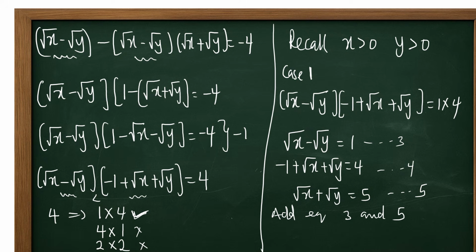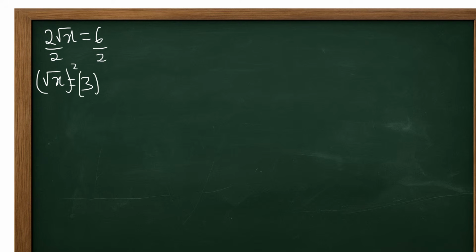You can see that here, negative root y and positive root y are going to cancel out. So for the square root of x, we can have 2 root x by adding this and this together, equals 1 plus 5, which is 6. So we have 2 root x equals 6. Dividing both sides by 2, here we have root x equals 3. To get the value of x, square both sides. x is going to be 9.